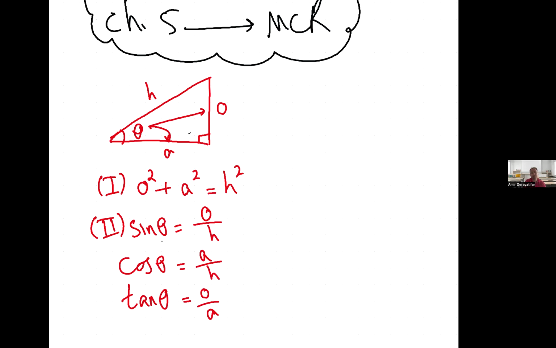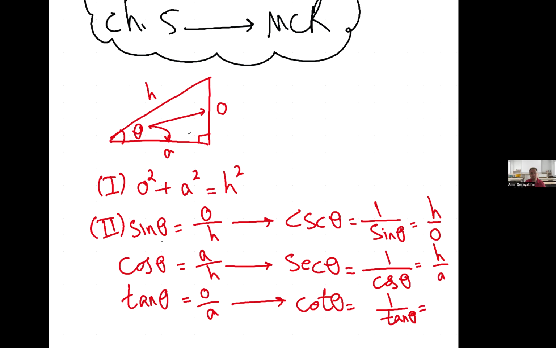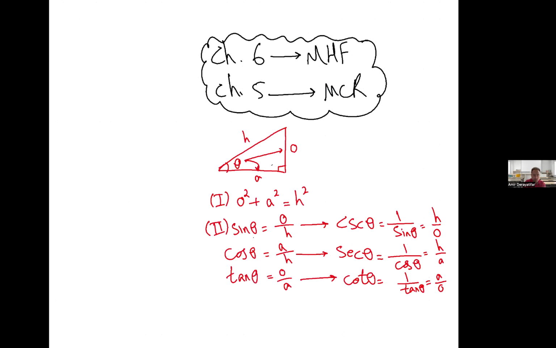And we also have secondary or reciprocal trig ratios. Cosecant is the reciprocal of sine, so 1 over sine theta. Secant theta is the reciprocal of cosine. And cotangent theta is the reciprocal of tangent. When we say reciprocal, that means if sine is opposite over hypotenuse, cosecant would be hypotenuse over opposite. Secant would be hypotenuse over adjacent. Cotangent would be adjacent over opposite. Okay, so these are the things we talked about for right angle triangles.